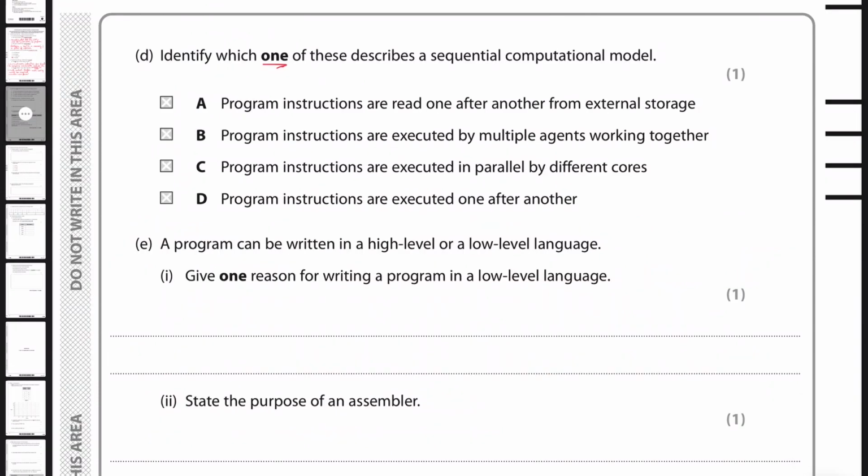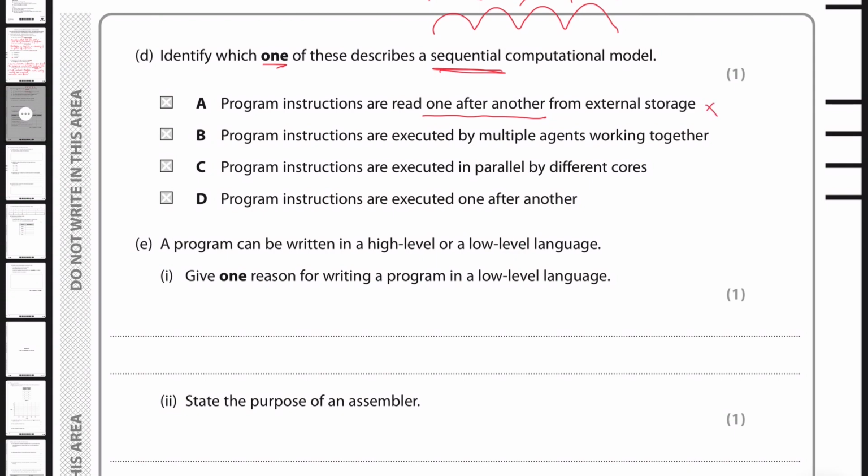For part D, identify which one of these describes a sequential computational model. Sequential means one after the other, a sequence. 1, 2, 3, 4. A sequence of events. So let's have a look at this. Program instructions are read one after the other. That's good. From external storage. No, that's external storage, nothing to do with computational models, so we can dismiss that one.